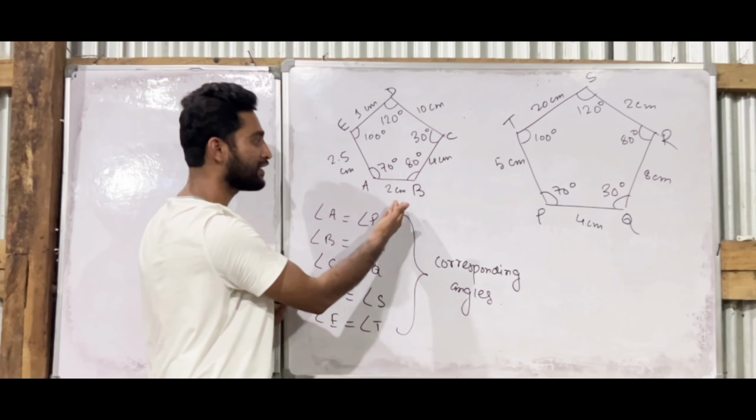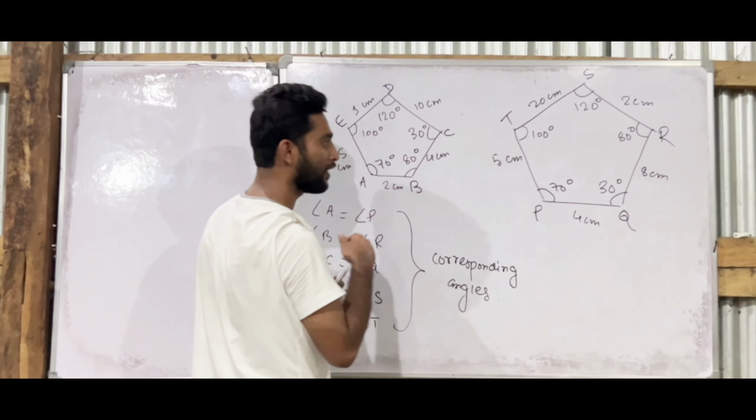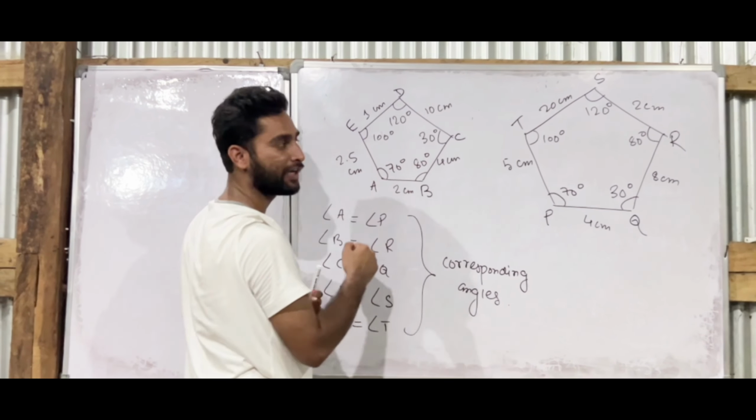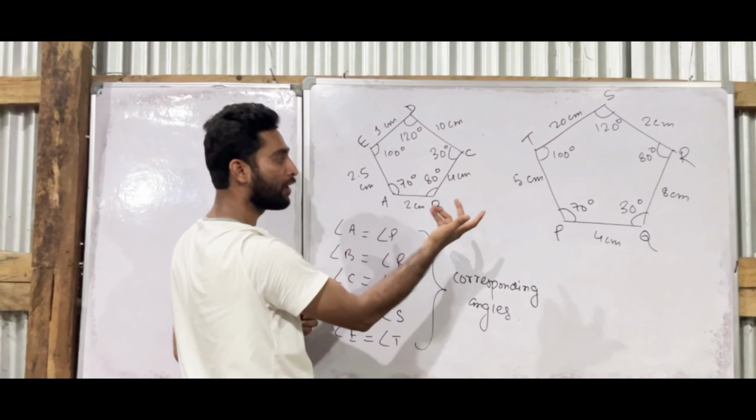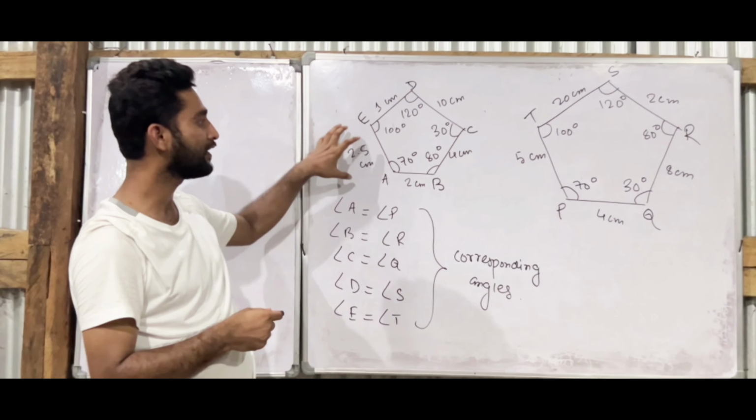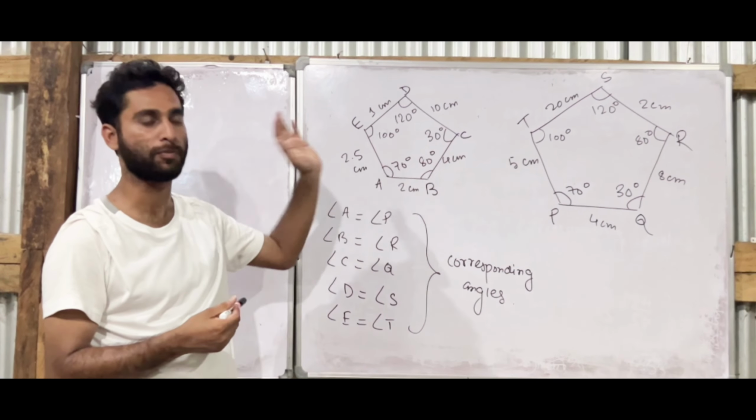So in this figure you can see, 2 divided by 4 we will get 1 by 2, 4 divided by 8 we will get 1 by 2, 10 divided by 20 we will get 1 by 2, 1 divided by 2 we will get 1 by 2, 2.5 divided by 5 we will get 1 by 2. So we can see that the ratio of the corresponding sides are in proportion.